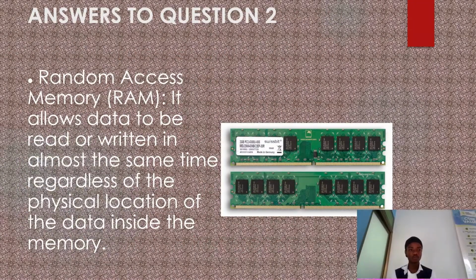Answer to question 2. We have random access memory, popularly known as RAM. It allows data to be read or written in almost the same time, regardless of the physical location of the data inside the memory.